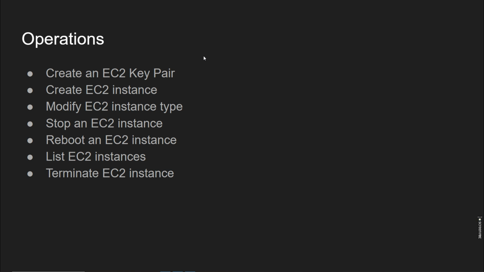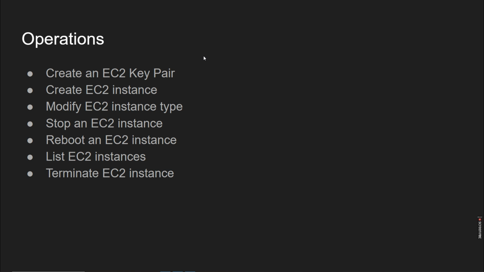Boto3 is basically the AWS SDK for Python, and it covers all the AWS services, and also almost all the operations that are available within each service. So we just need to invoke the corresponding function to make the operation work. Here in this video we are going to cover these operations using programs.